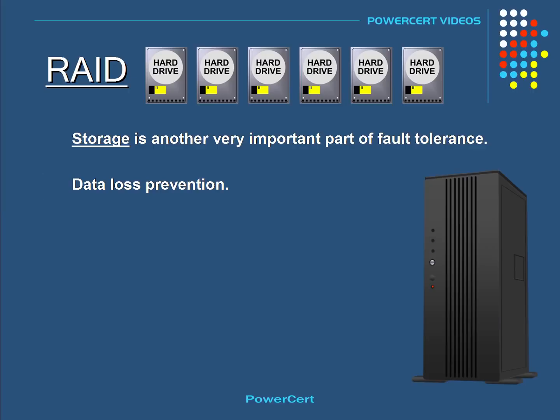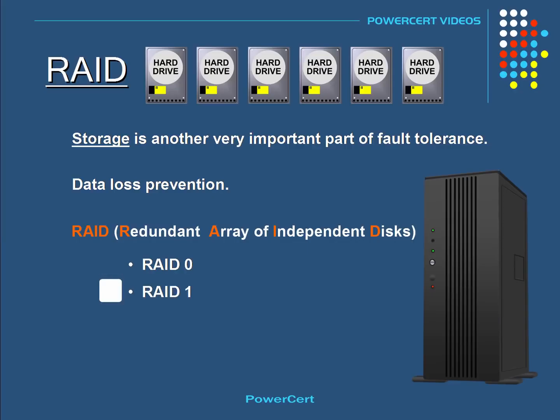And one of the best ways to prevent data loss is RAID. RAID stands for Redundant Array of Independent Disks. In a RAID setup, the data is copied on multiple disks, so that in the event of a disk failure, no data would be lost. Now there are 4 common types of RAID. There is RAID 0, RAID 1, RAID 5, and RAID 10.